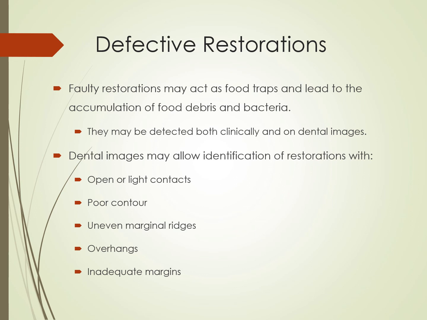The types of restorations that this sometimes happens to are fillings and crowns, right? But the faultiness, the part that makes it defective, will be if it has open or light contacts. Two teeth, when they touch each other, the tighter those contacts are, the less food you'll get stuck down in there. If it's nice and open, it's just this perfect little valley for food to get stuck down in. A poor contour is like an overhang, or it's kind of flat instead of curved. That would be a poor contour. And then uneven marginal ridges.